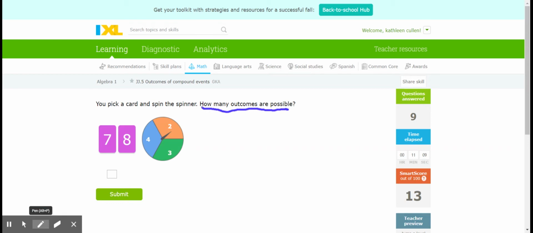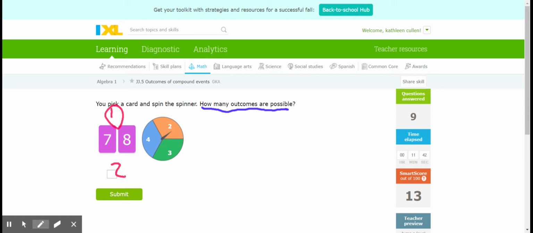It's important that you pay attention to what the question is asking. Sometimes it might be asking for how many outcomes are possible. Other times, though, you might see how many different sums are possible. So it's important to keep that in mind. Make sure you're reading the question carefully. So here we have our first event of picking a card. And there's two possible outcomes here, right? Two choices. You can either pick 7 or 8. So we're going to use a tree diagram to figure out how many outcomes are possible here.